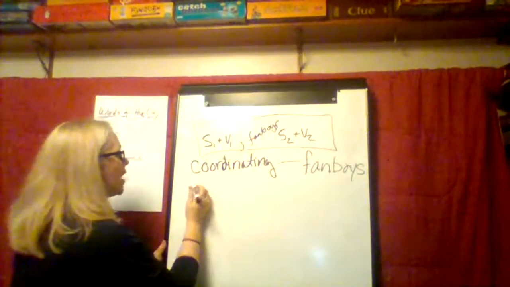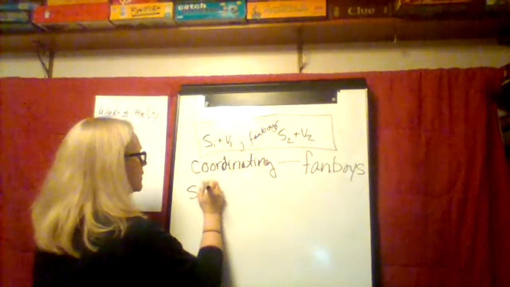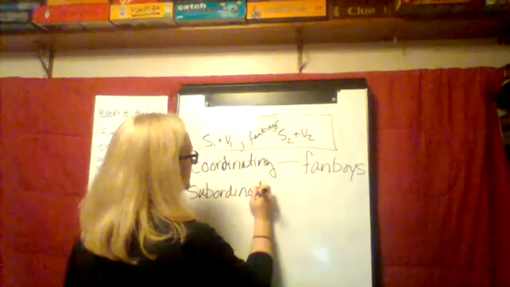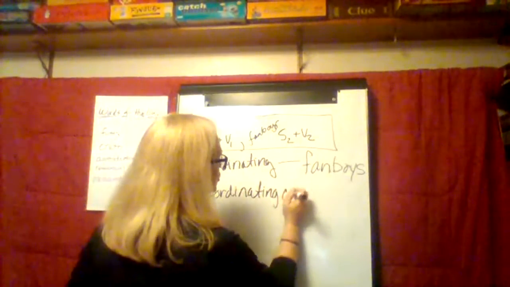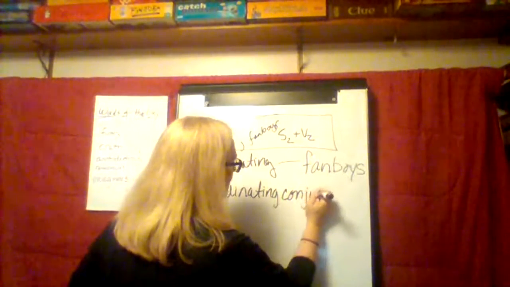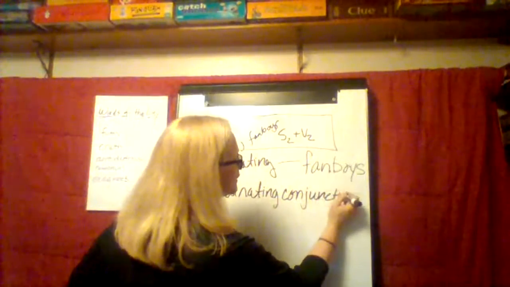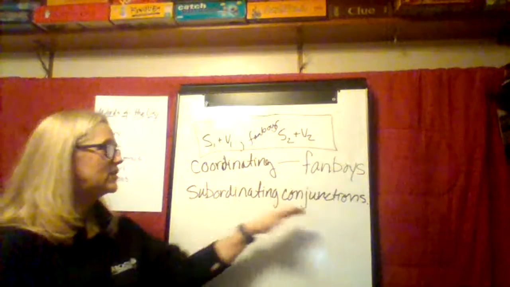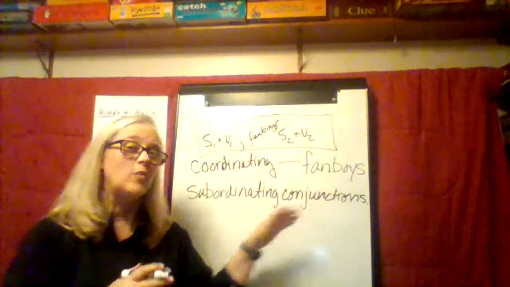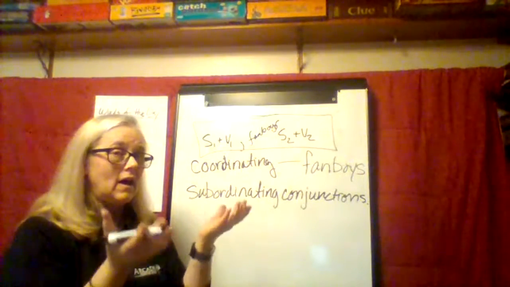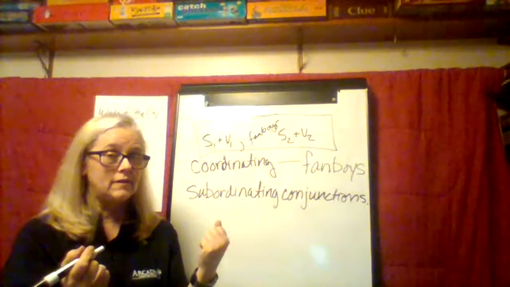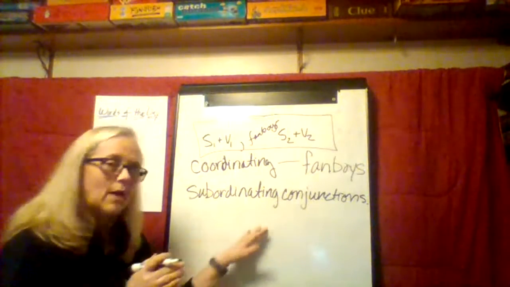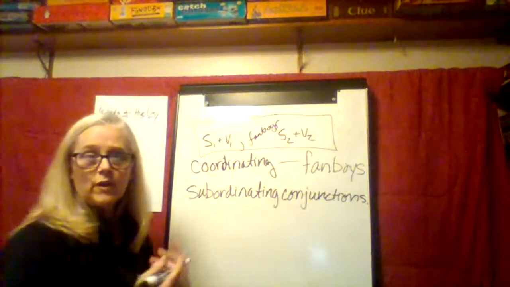Now, subordinating conjunctions are a little bit more complicated. Subordinating conjunctions are those words that we add to the beginning of a dependent clause. So they are words, I'll give you some examples of the most common ones that we encounter.